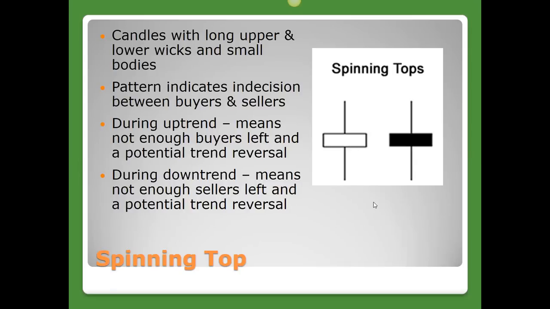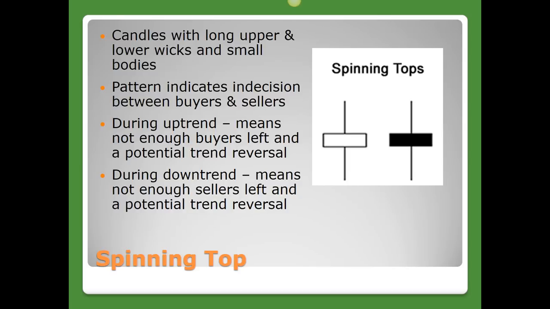And the pattern represents indecision in the market. It shows that whatever the previous trend was, if it was an uptrend, the trend could now potentially reverse because we don't have enough buyers left in the market to push the price higher. And if the previous trend was a downtrend, we could potentially see a reversal of the trend now because we don't have enough sellers left in the market. So when you see these spinning tops, just know that we may have a condition where the market could potentially reverse.